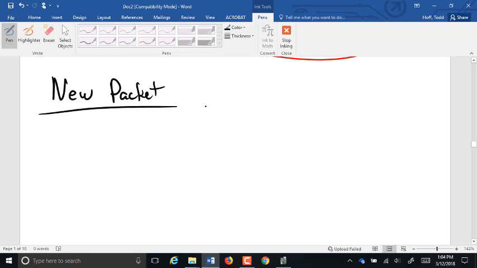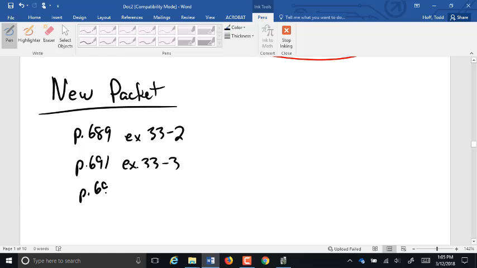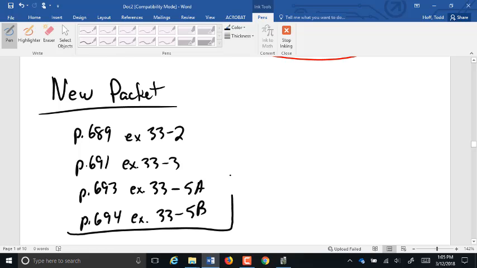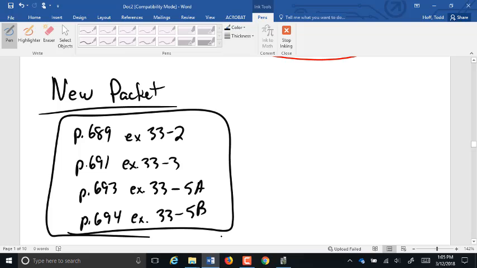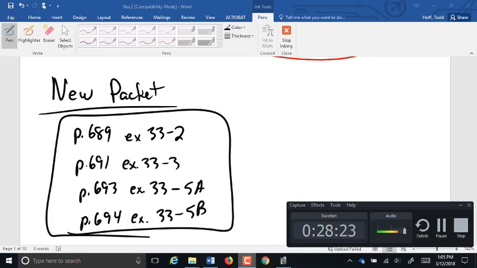This is going to be in your new packet, which is labeled the Old Smith packet. On page 689 of that packet, exercise 33-2. Page 691, exercise 33-3. Page 693, any guesses? Exercise 33-5A. Page 694, exercise 33-5B. Yeah, I'll let you off the hook for 33-4.